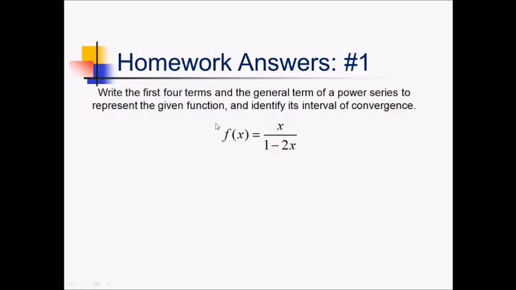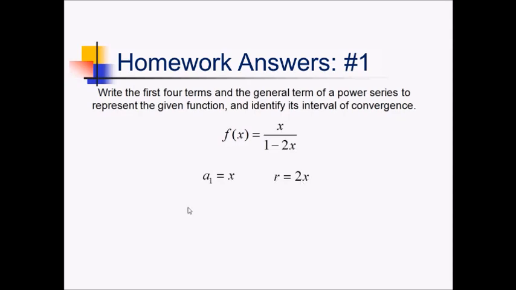On this problem, they want the first four terms and general term of a power series for this function, and then the interval of convergence. So we're going to start by getting the A1 value and the R value. Since this is in A1 over 1 minus R form, A1 is just your numerator, x in this case, and then R is going to be whatever is being subtracted from 1, so positive 2x, because that's what's being subtracted from 1 in this case.